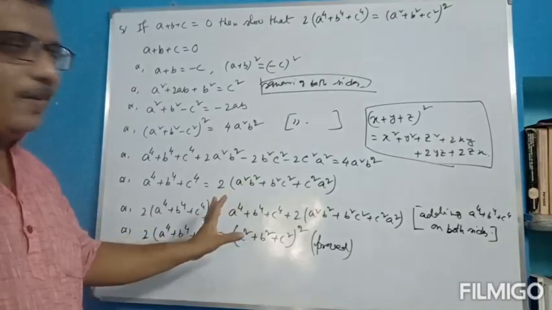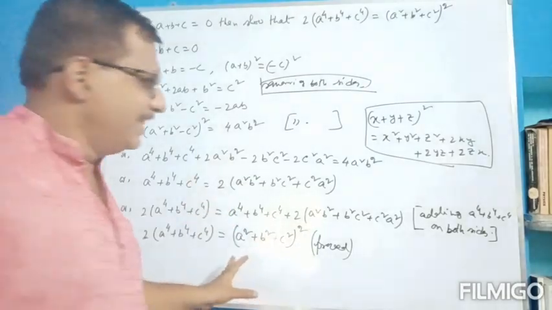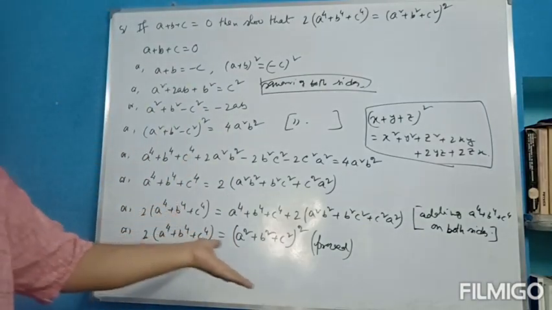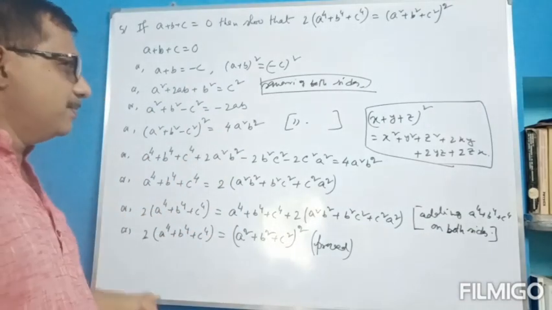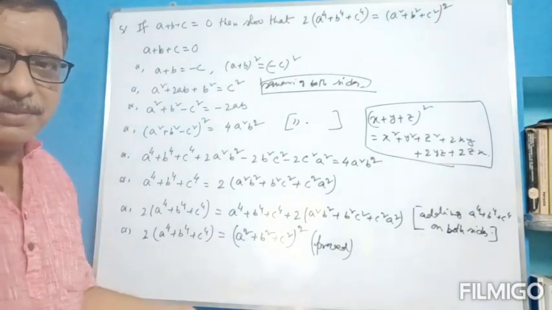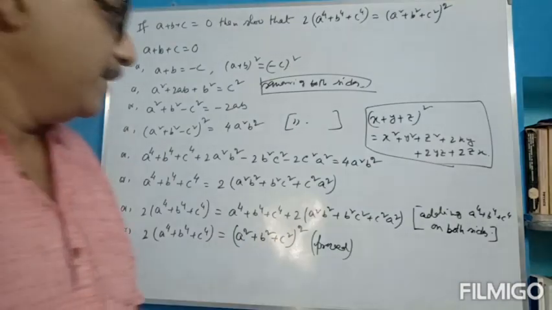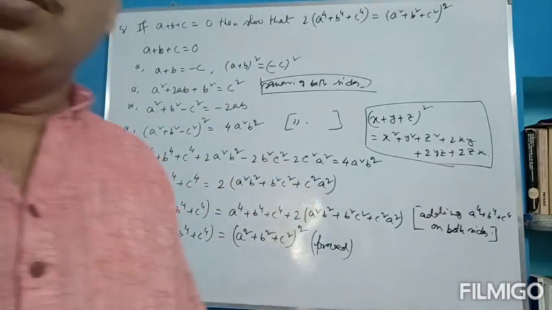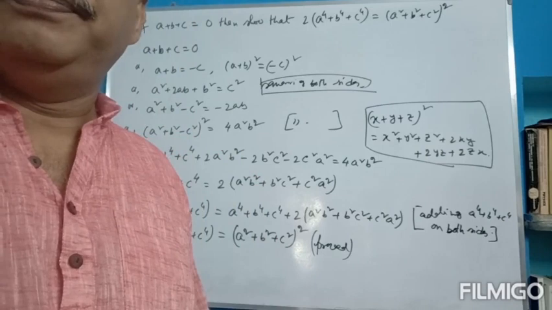But squaring is not so easy, I think. This problem is based on the class 7 formula of a plus b minus c whole square or a plus b plus c whole square, but it is not so easy. So we go to the next problem.